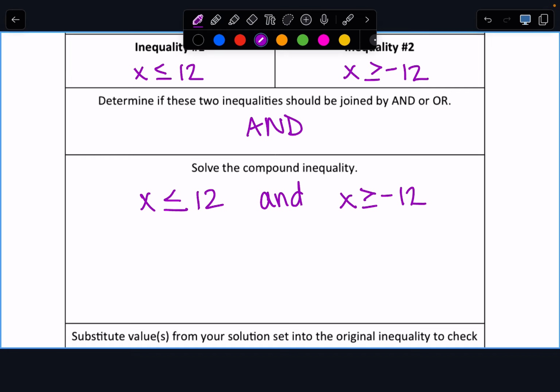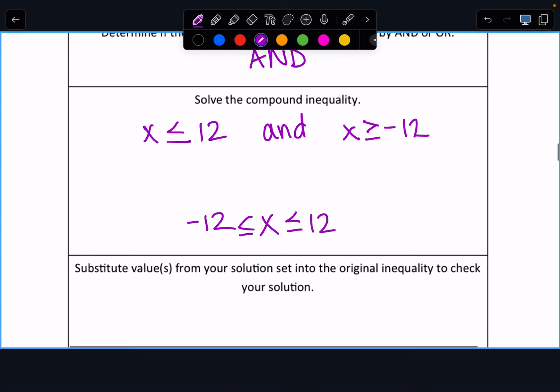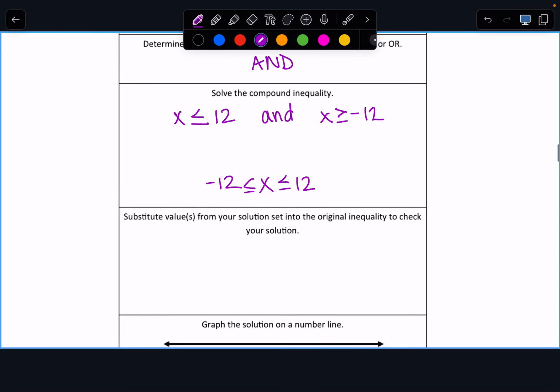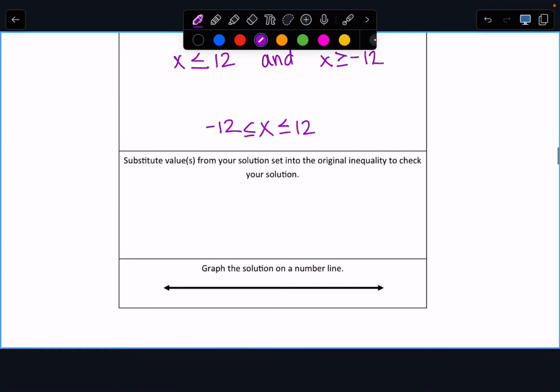With you leaving it like this, you could, since it's an and statement, write it as the sandwich, okay? If you want to write x is less than or equal to 12 and greater than or equal to negative 12, that's cool, okay? So then, we have x is greater than or equal to negative 12 and less than or equal to 12.